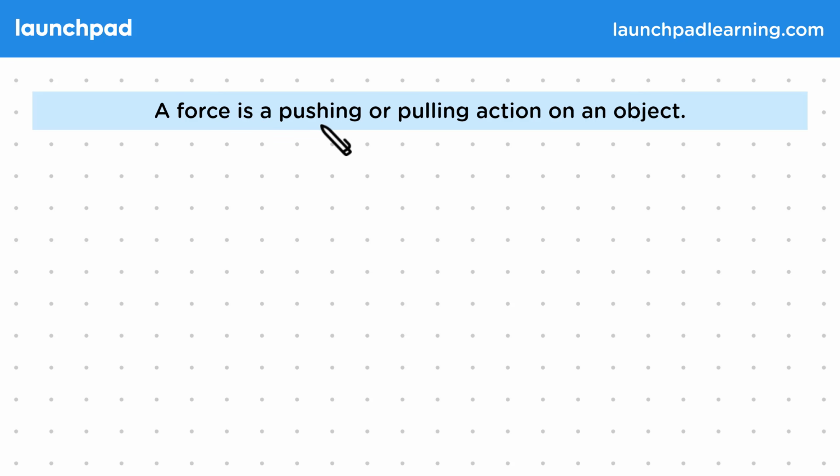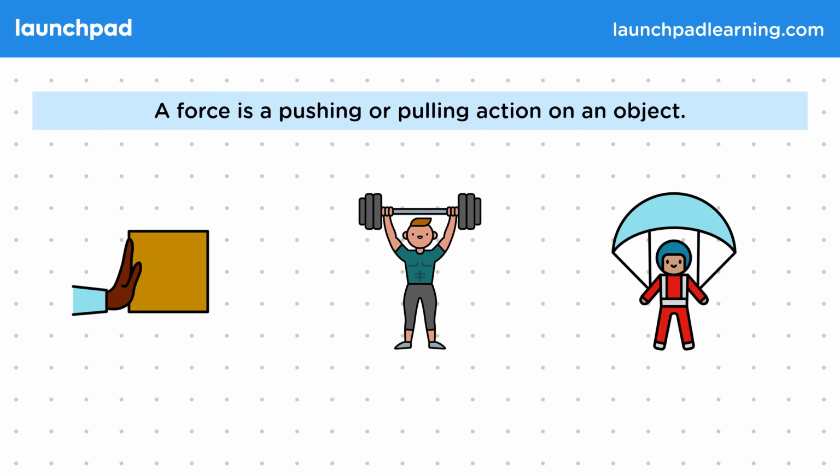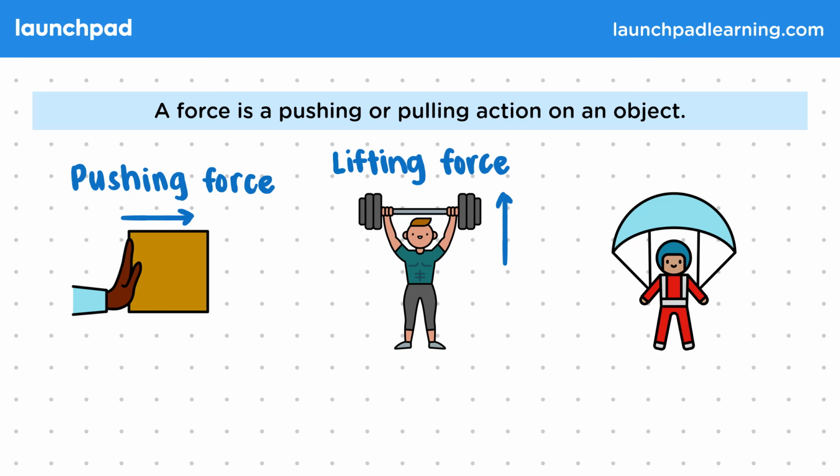A force is a pushing or pulling action on an object. For example, we can apply a pushing force to a box with our hand. Our arms can supply a lifting force to some weights, or a parachute can be used to create a drag force between us and the air when skydiving.